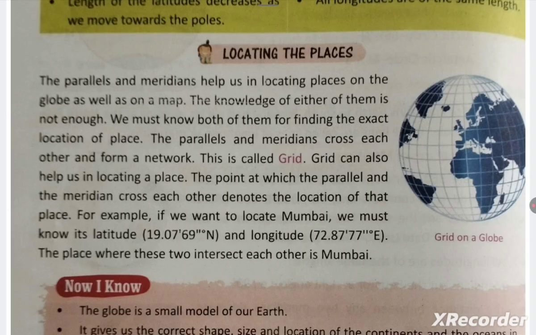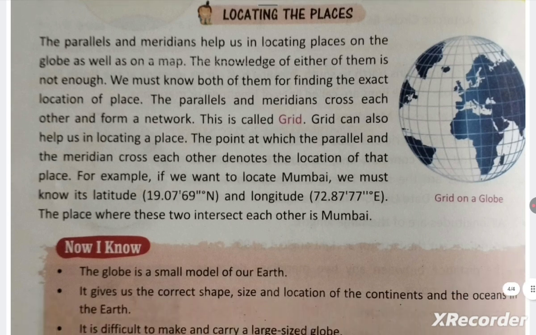For example, if we want to locate Mumbai, we must know its latitude 19 degree 7 minutes 69 second north and longitude 72 degree 87 minute 77 second east. The place where these two intersect each other is Mumbai.